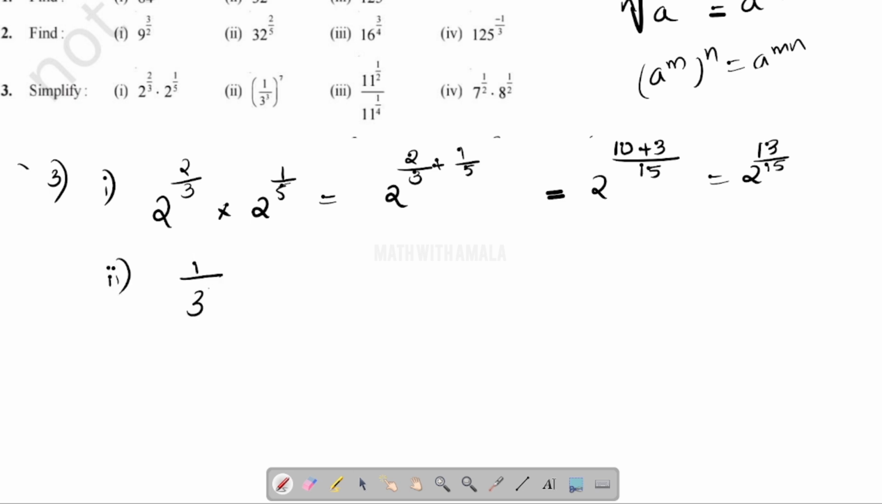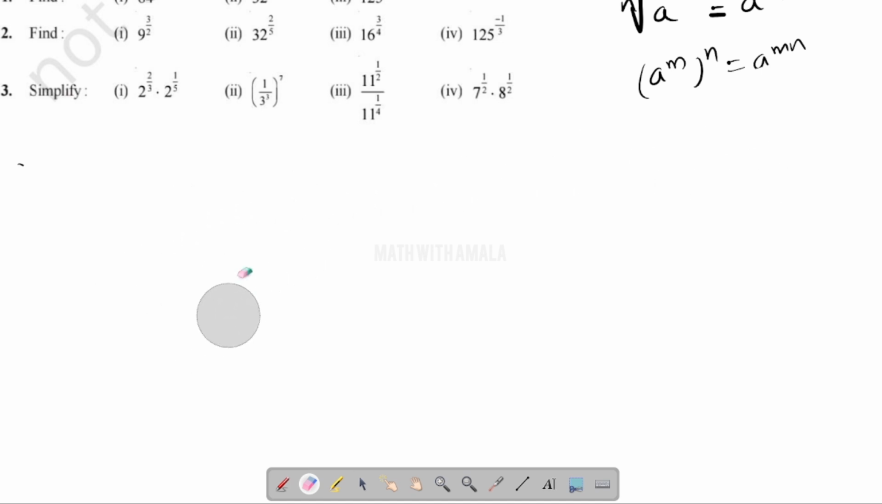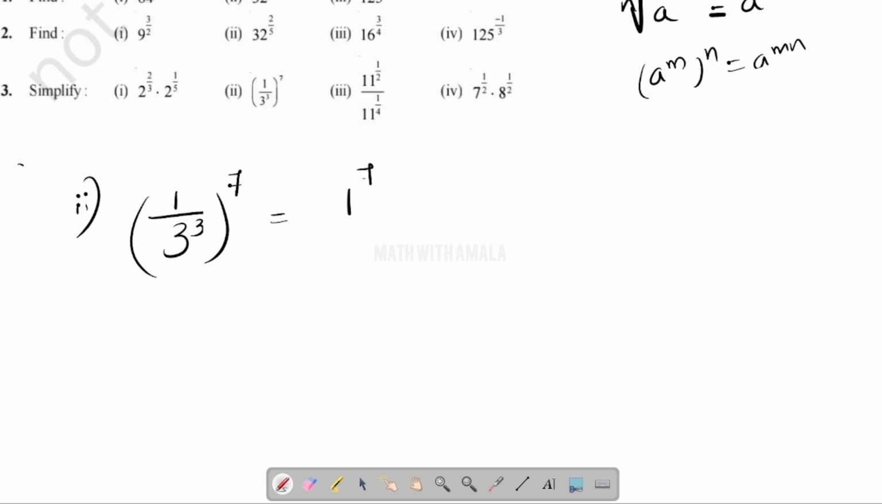Second question, (1 by 3 cube) whole raised to 7. So you have to take the 7 to both numerator and denominator. Numerator is just 1, but the denominator is a powered number. Let's take 1 raised to 7 divided by (3 cube) whole raised to 7. That is actually (3 cube) whole raised to 7. You can write it like 3 raised to 3 into 7.